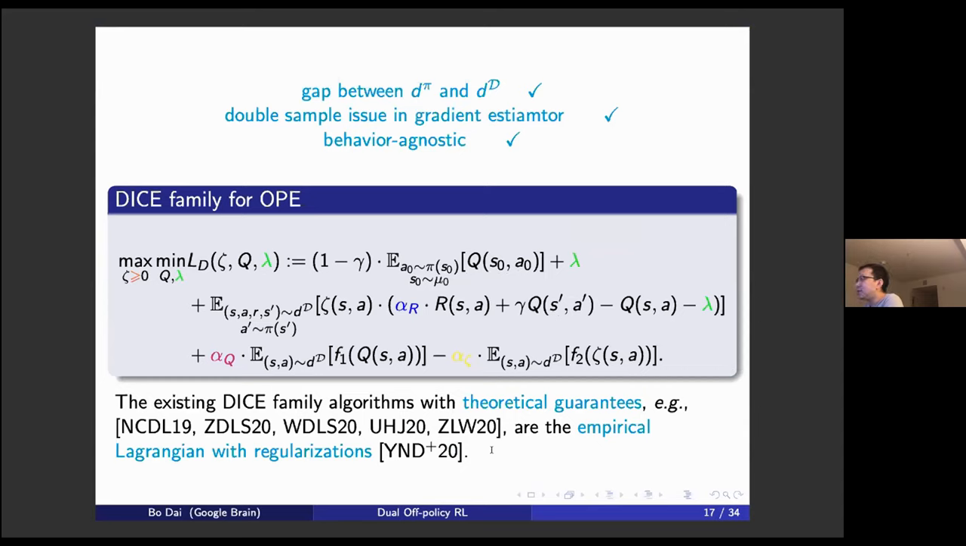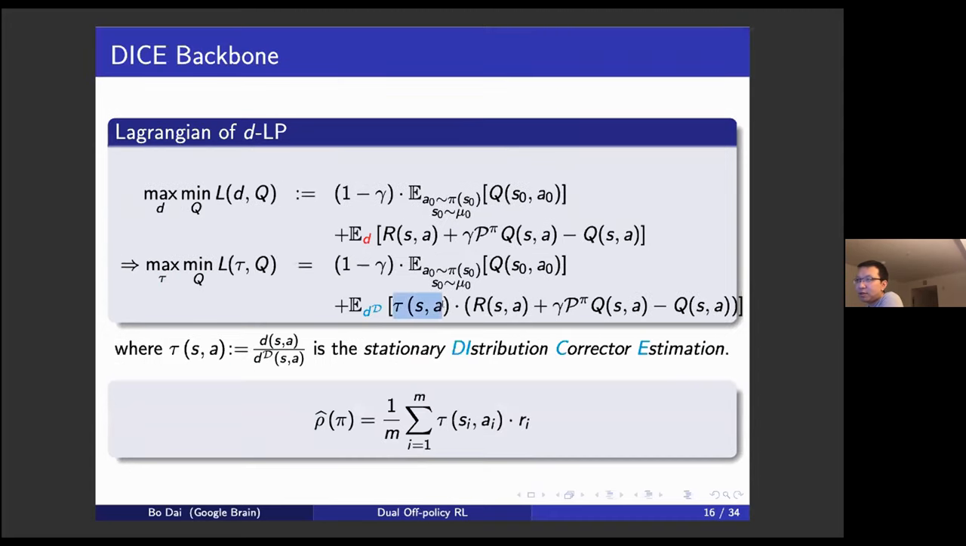Why? Because doubly robust says you need to make sure at least one of the estimators is unbiased. But if you parametrize this one and you parametrize this one, there's no hope. And if that is broken, although this term looks like doubly robust, actually you accumulate approximation error, and the performance of this one is even worse than this formulation.